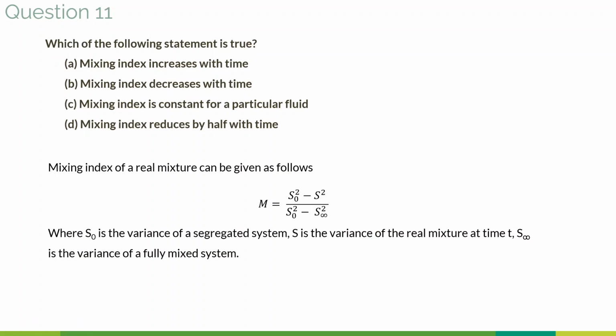The mixing index of a real mixture can be given as follows, where M is equal to s naught square minus s square by s naught square minus s infinity square, where s naught square is the variance of a segregated system. When we say variance, it is exactly the same definition as you see in statistics, where s is given as root of summation i equal to 1 to n, xi minus x bar the whole square, by n.